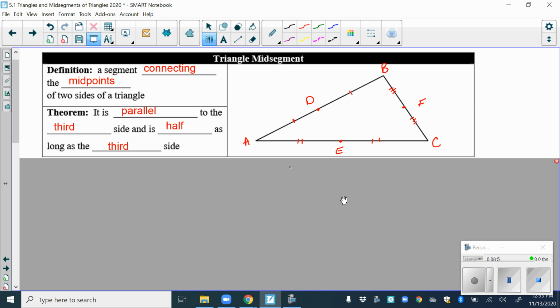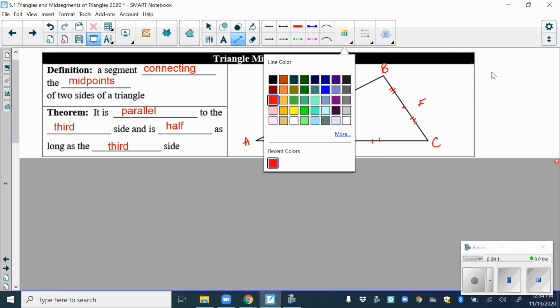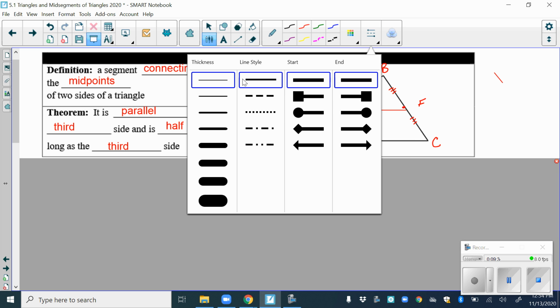All right, so now we actually have to draw in a segment that is the mid-segment. A mid-segment connects two midpoints. So I'm going to connect the 2 midpoints of sides AB and BC. So I'm going to make a segment DF. It's a little bit off. My F is not very good. My F should be down a little bit further. So DF is going to be parallel to side AC. That's what that theorem said.